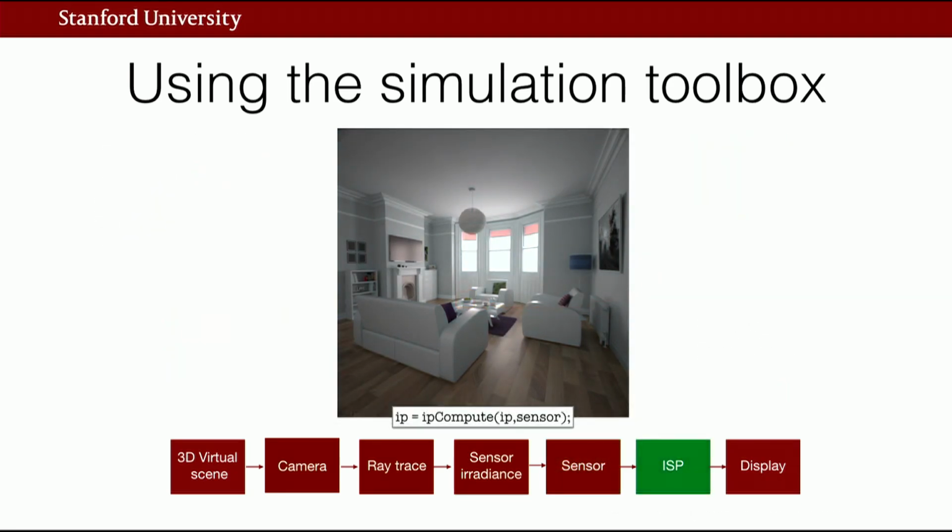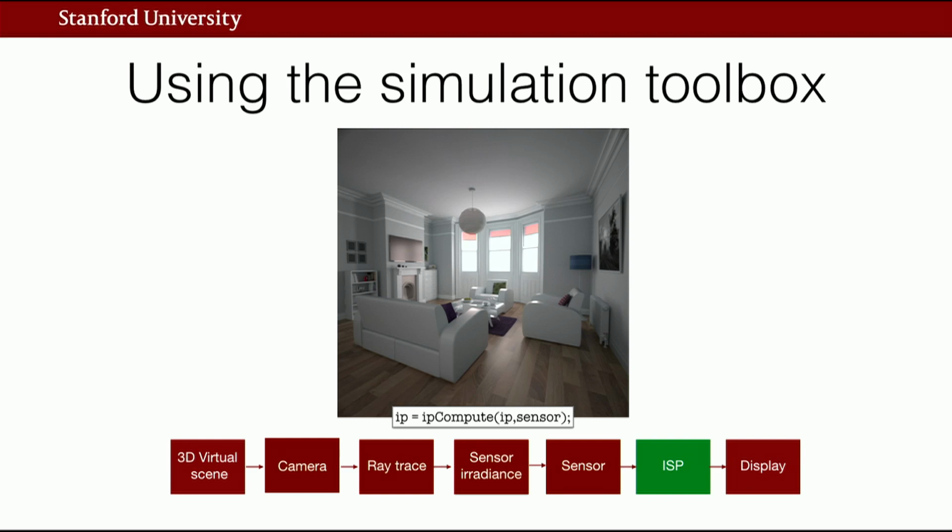So lastly, now that we have the sensor raw data, we're going to run it through an image processing pipeline in order to get our final RGB image. So this step includes things like demosaicing or illumination correction. And so here is the final RGB image of the living room generated through the entire simulation toolbox.